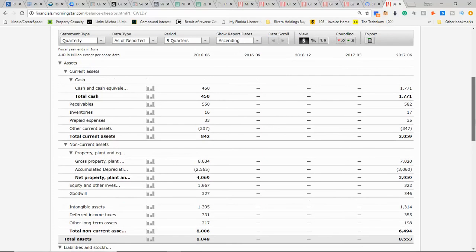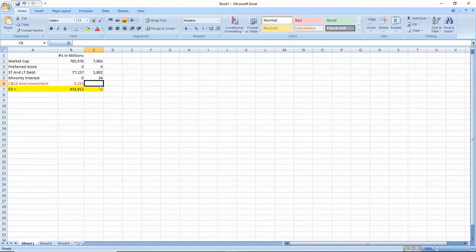Okay. So this is what you'll see most of the time. Most companies just have cash equivalents. They don't have short-term investments there. This is 1771. So 7003 plus 0 plus 1802 plus 34 minus 1771 equals 7068. So what that means is that this is about fairly valued, at least on an EV basis.